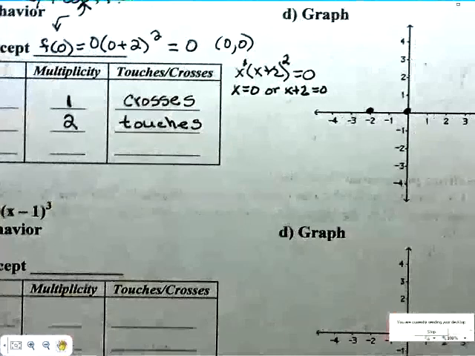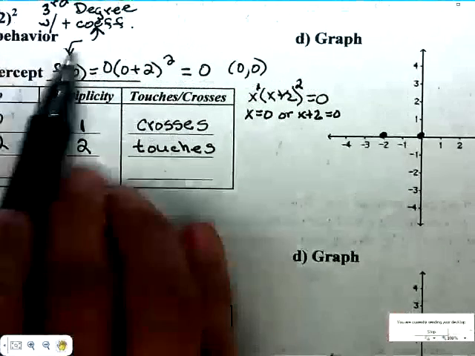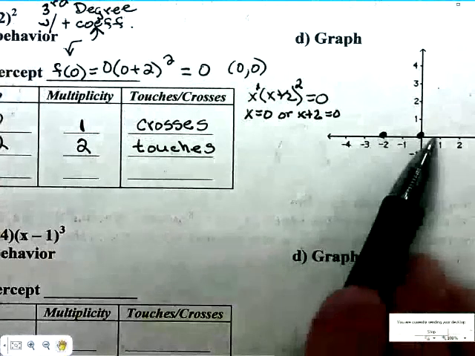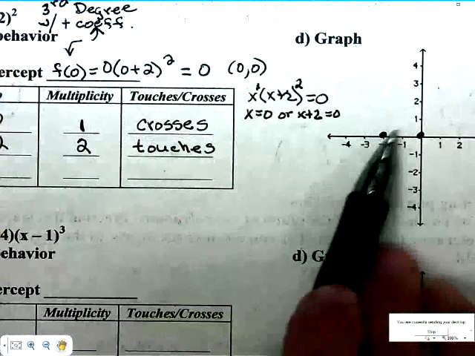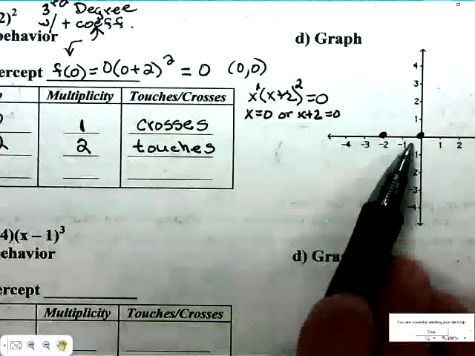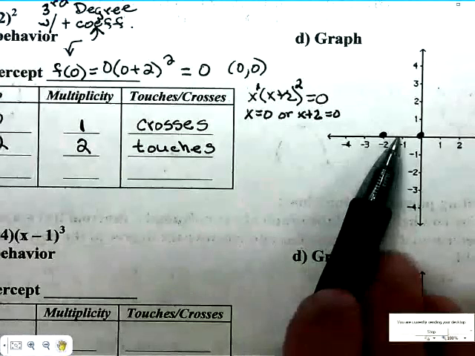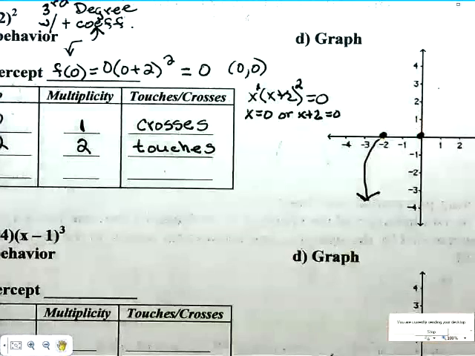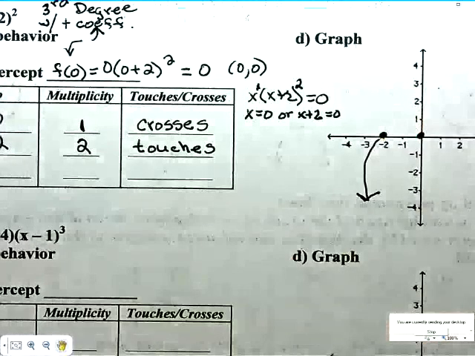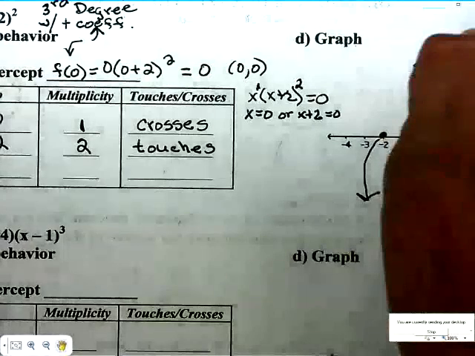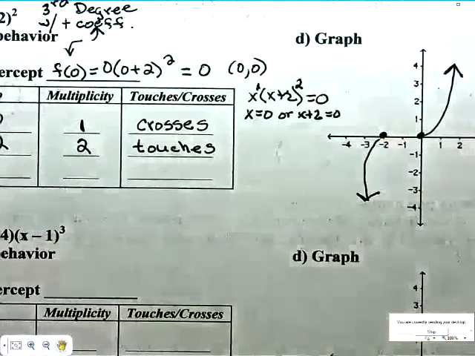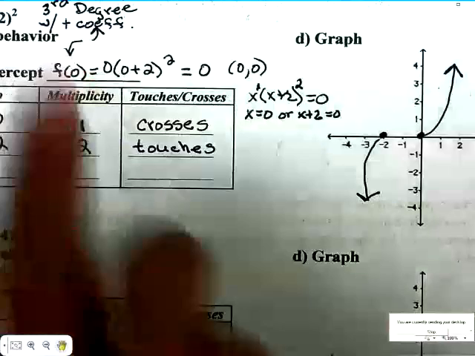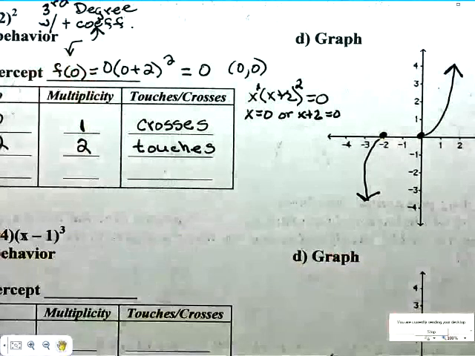Then attach your end behavior. I know what goes on the left end of the graph and the right end of the graph. All I don't know is what's going on in the middle here. Am I going to have my two little squiggles? I don't know yet. But I do know the graph goes down to the left of the leftmost intercept and up to the right of the rightmost intercept. All I've done is attach this end behavior to the left and right intercepts on the graph.